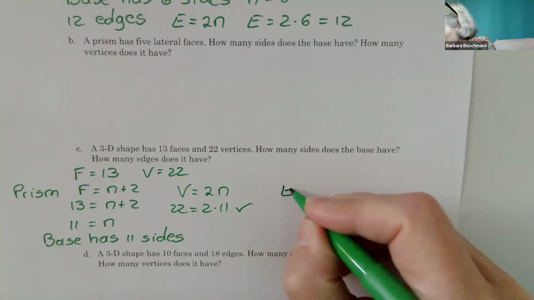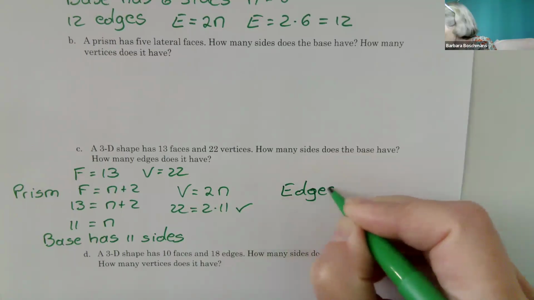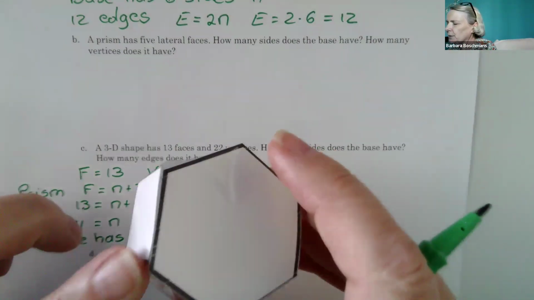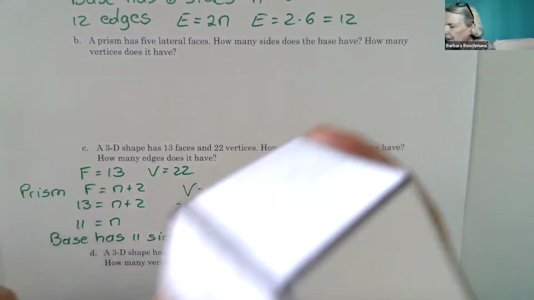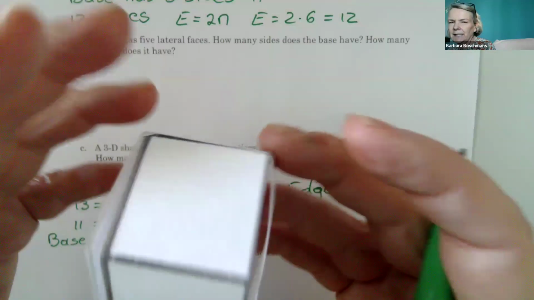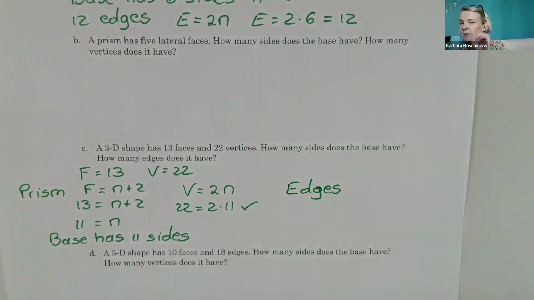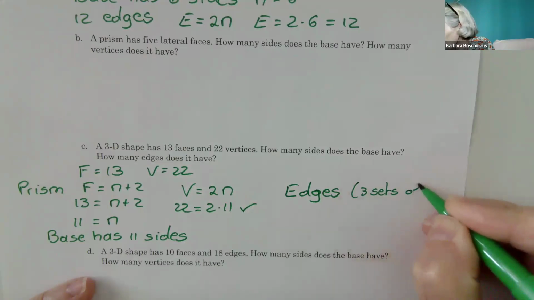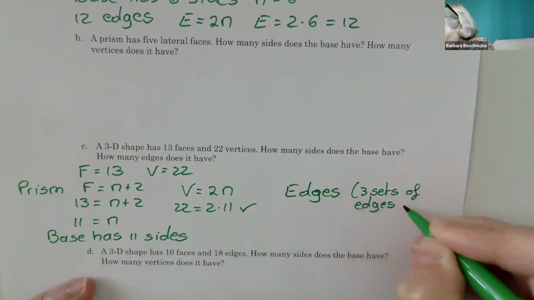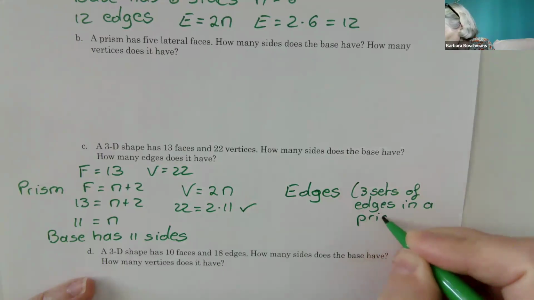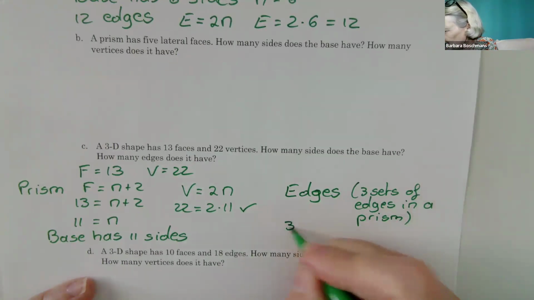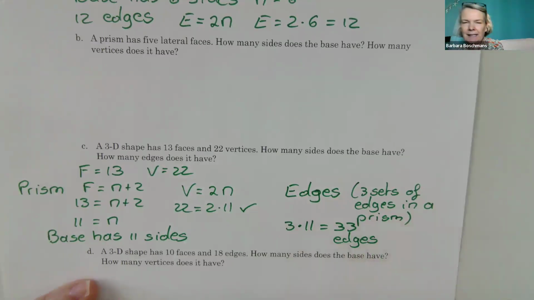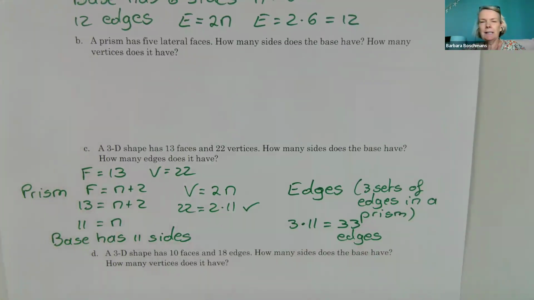Now I want to know edges. Again, I'm going to use, just as an example, that hexagonal prism again. So the edges is where the faces meet. You have one set on the top, one set at the bottom, and one set connecting all these lateral faces. So there are 3 sets of edges in a prism. So 3 times 11 would be 33 edges. And then you can go ahead and complete part D.